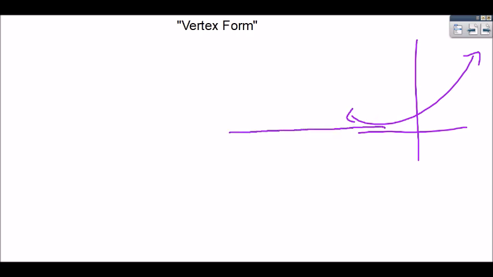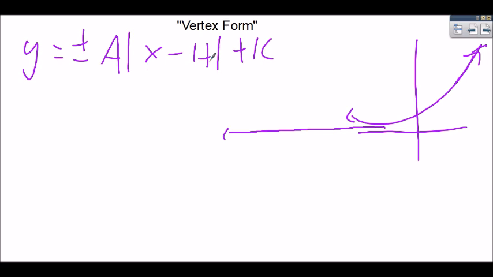We're going to call it vertex form, and I'm putting that in quotes because there is no vertex with an exponential function. And a vertex means the very, very bottom. Well, this line is going to keep going. Well, if it's not the very bottom, it's going to be the very top. Well, that's just going to keep going. So there is no vertex in exponential form, but this vertex form is very, very similar to our absolute value one. So this was our form when we had absolute value, and it's very, very similar to that.